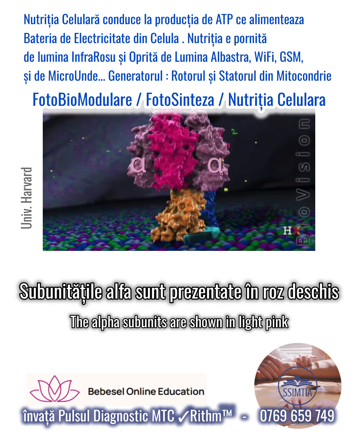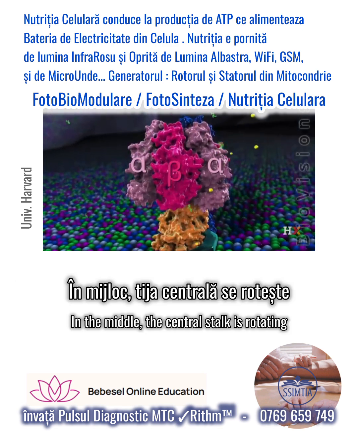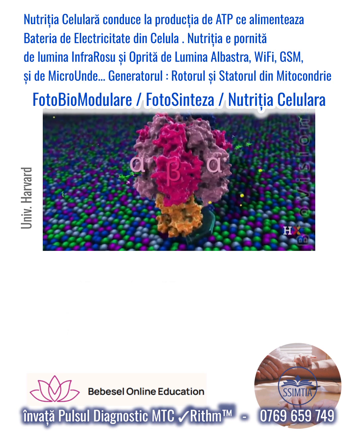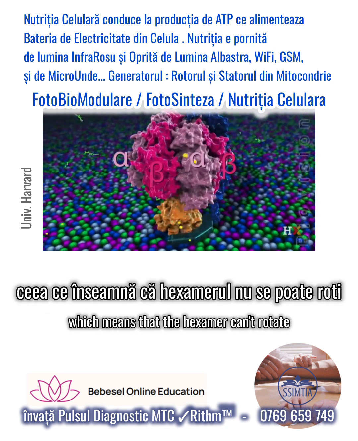The alpha subunits are shown in light pink. The beta subunits are magenta. In the middle, the central stalk is rotating. The B subunit stabilizes the hexamer, which means that the hexamer can't rotate.